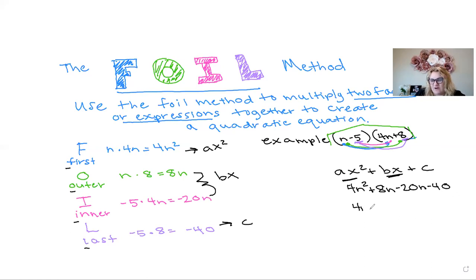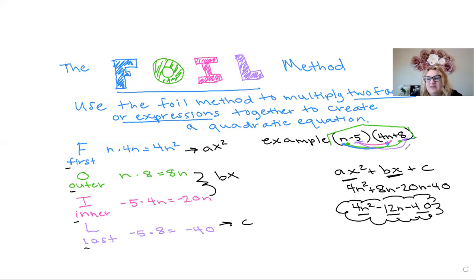So then you have 4n squared plus, you combine these two. So that's actually going to be a negative. So I can cross that out. It's going to be a negative 12n minus 40. So this creates a quadratic equation, which is also a trinomial because there are 3 terms.